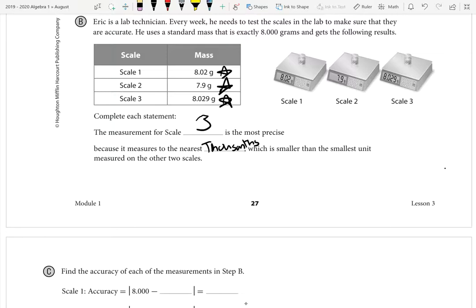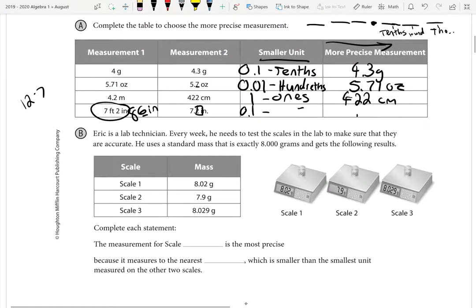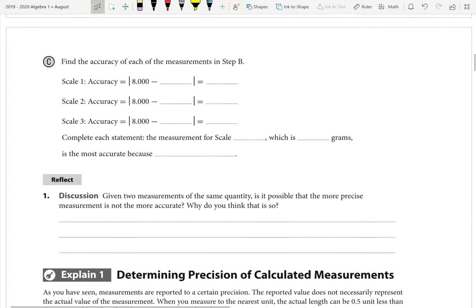I'm going to erase this because I need this to be blank. Okay, we'll come back. We'll erase that later.